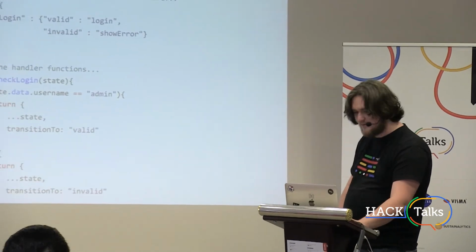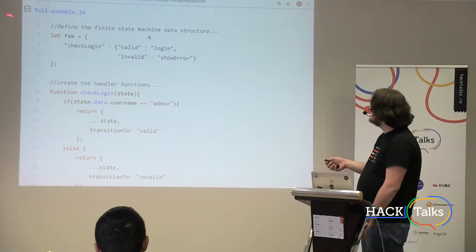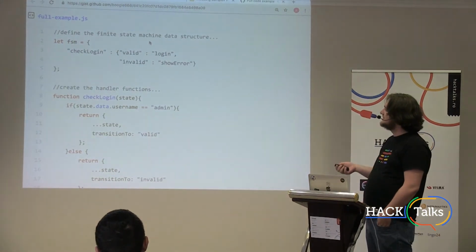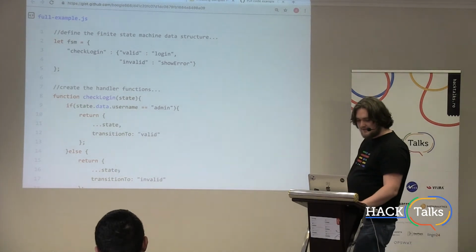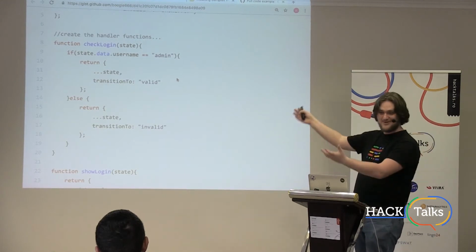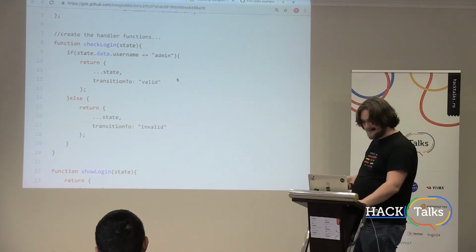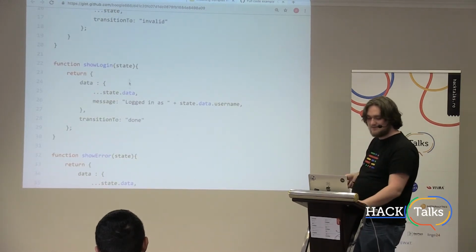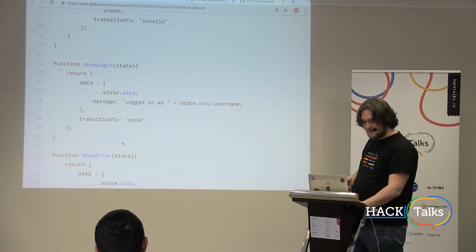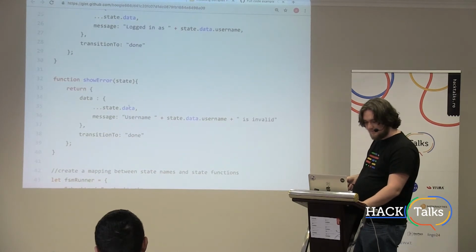So this is what that simple case looks like. You can see this part. This is how you'd encode that simple finite state machine. Check login. If it's valid, move on. Otherwise, error. Then you have some simple functions to check if the login is valid. In this case, if the username is admin, then you go through. Most basic thing in the universe, although obviously you can make this more complex. And then for show login, you just console log or show a message. You do some stuff here to show it, and then you transition to the done state. Same for show error.